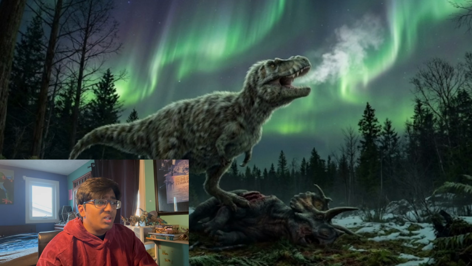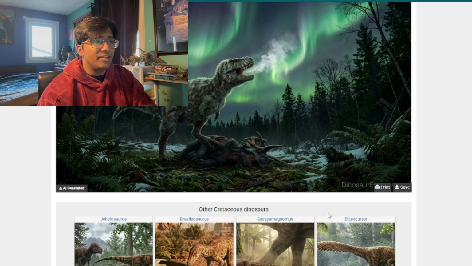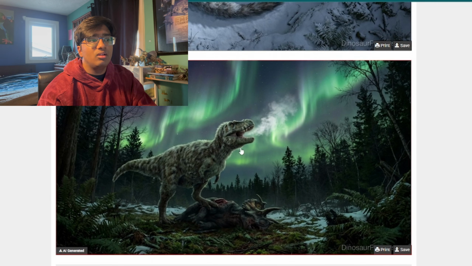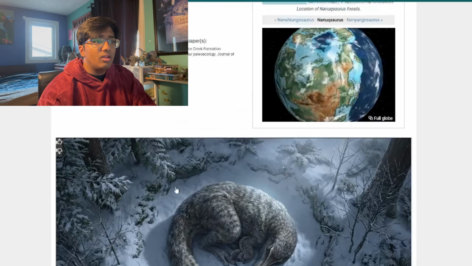This Noasaurus looks... It really hurts me to say this, but it looks alright. Which is not good. This is not good. This is not good at all. I didn't expect to find an actually serviceable AI Noasaurus.